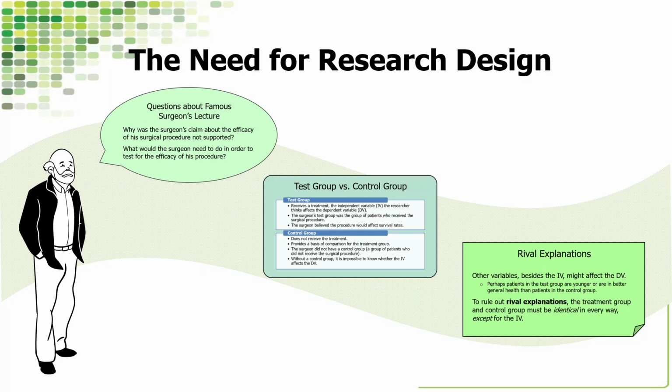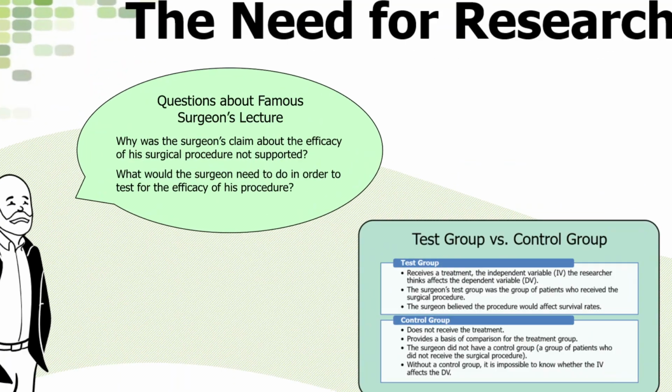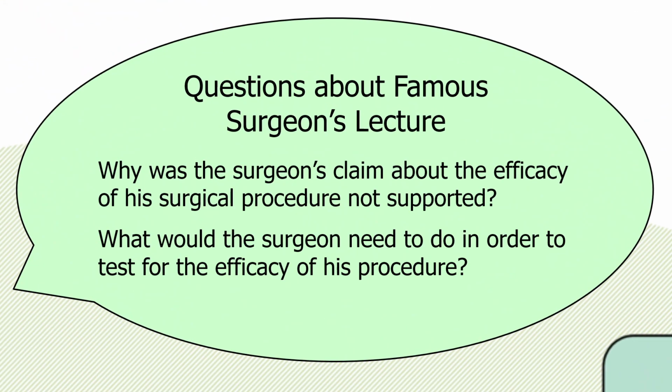For example, let's focus on the surgeon, this famous vascular reconstruction surgeon. Why was the surgeon's claim about the efficacy of the surgical procedure not supported? Well, we've already seen in this book that he violated a basic principle of comparison. If he just operated on one set of patients and didn't withhold the surgery from another group of patients, he had no basis of comparison. He had no variation in his independent variable, which in this case would be the surgical procedure.